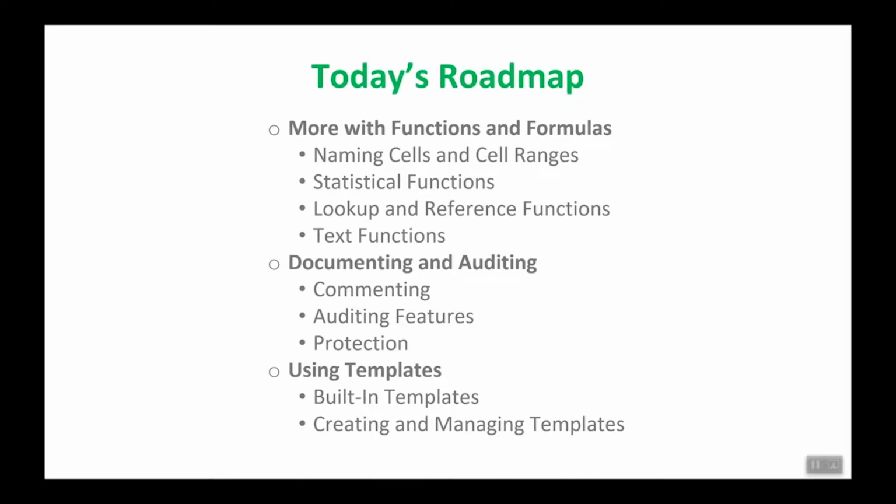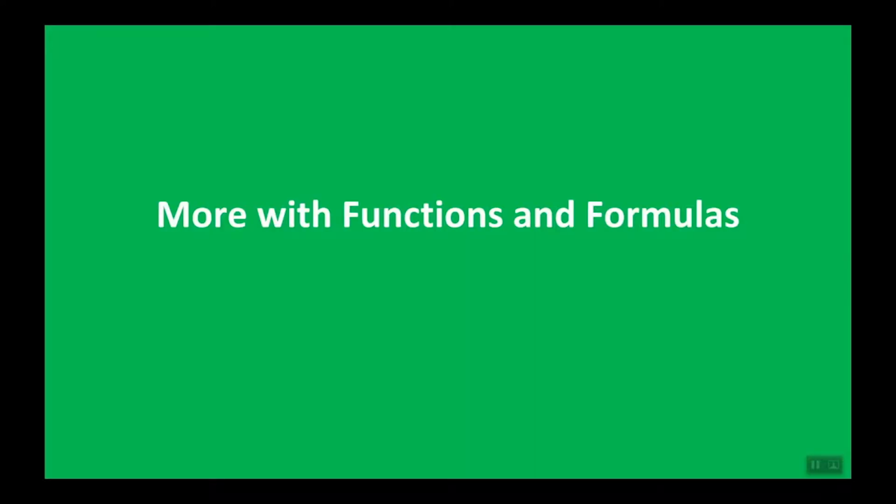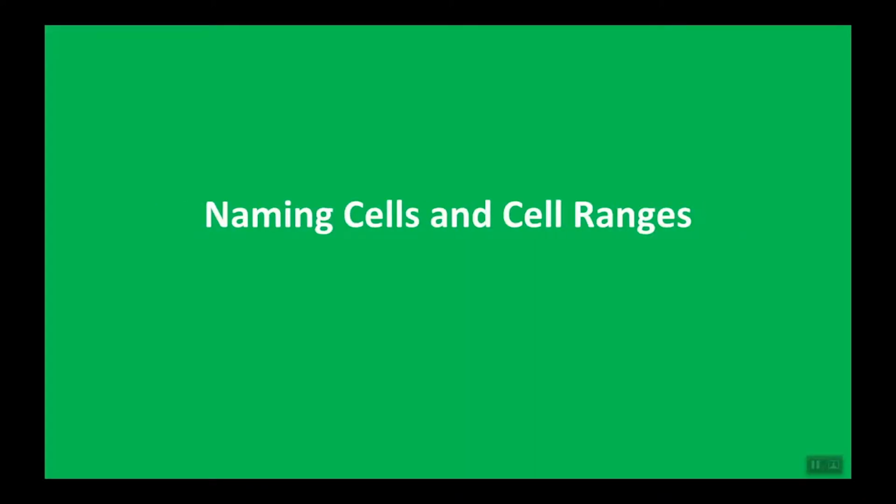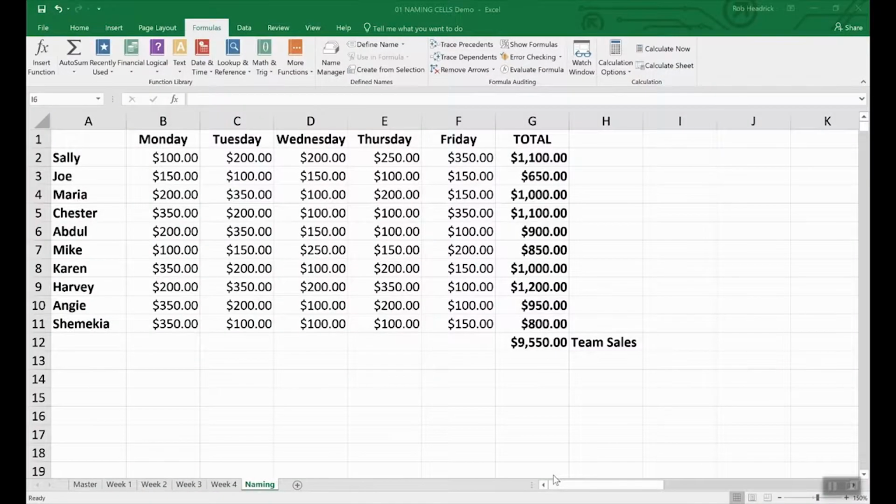But first, let's start with where we left off in our intermediate session with more on functions and formulas. And first up is naming cells and cell ranges. So, what does it mean to name a cell? And why would we do it?